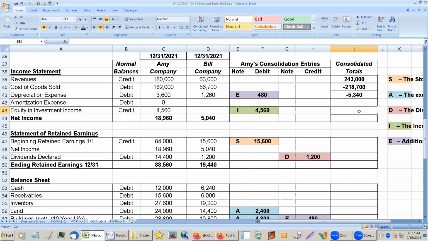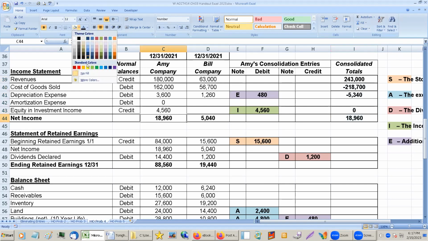That one's 0. Now, hopefully. Uh-oh. No, that's right. These two should come out to be the same. And they are.